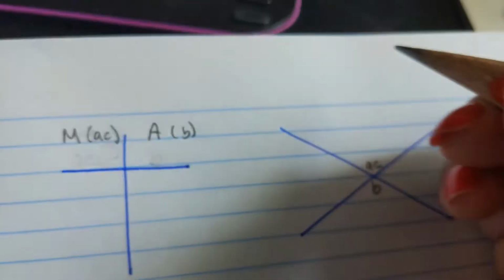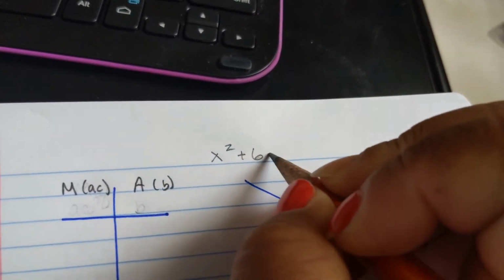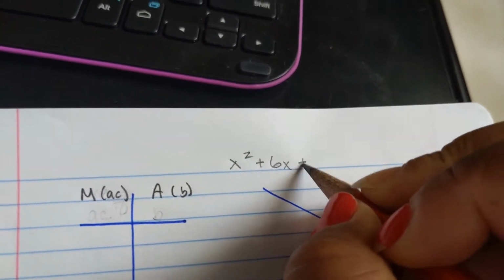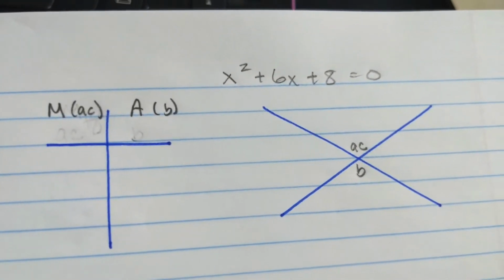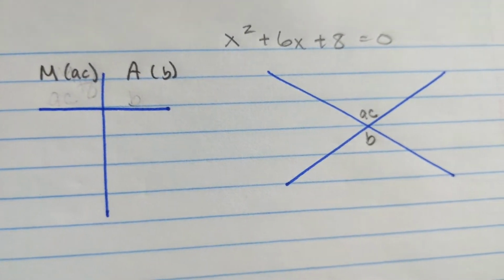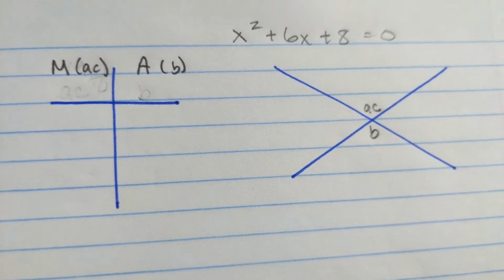of paper. So here we have our notebook, and I have x squared plus 6x plus 8 equals 0. According to our notes, the first thing that we wanted to do was make sure that our quadratic equation was equal to 0, and in this case it is.